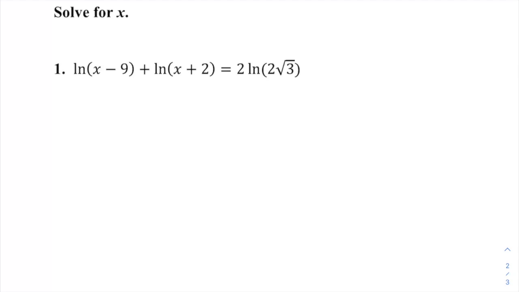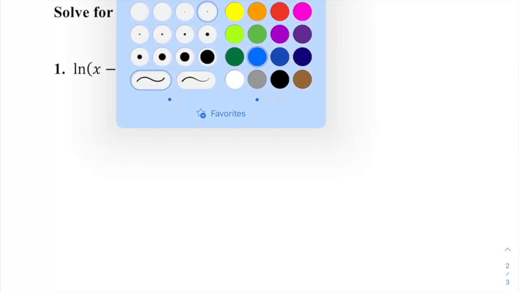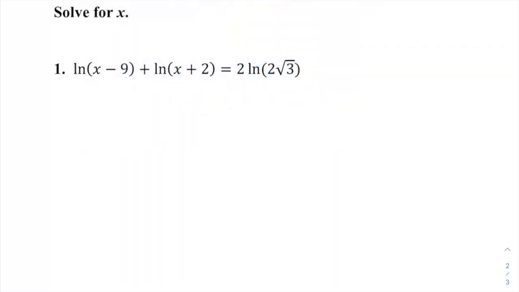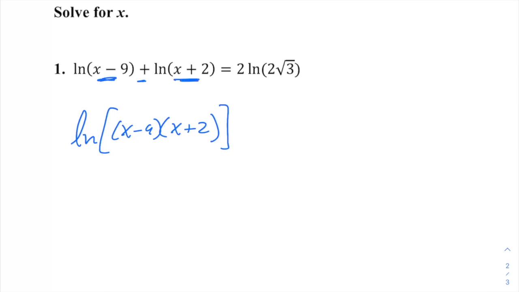So here's an example. Number one, we have ln of x minus 9 plus ln of x plus 2 equals 2 ln of 2 root 3. Like I said, we're not going to get overwhelmed. We're going to use some log properties here. Ln of x minus 9 plus ln of x plus 2, I'm going to condense to ln of x minus 9 times x plus 2. That's how we add two logs with the same base, by multiplying their arguments, condensing to a single log.